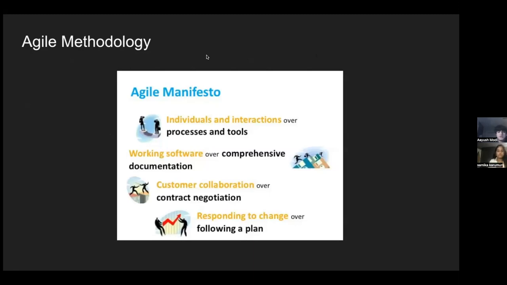So in the past slides, we went over a more broad overview of what project management is. Now we're going to dive into the specifics, starting with Agile. An important part of project management is the methodology or structure you use to stay organized. One of the most popular of these is the Agile methodology.